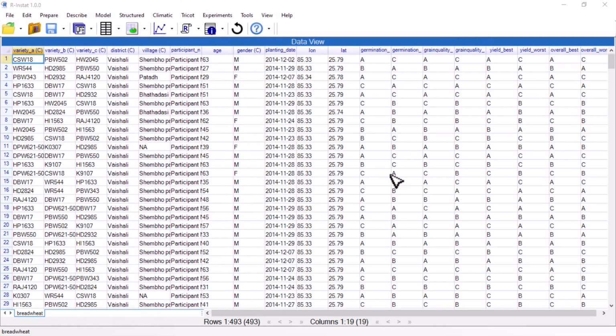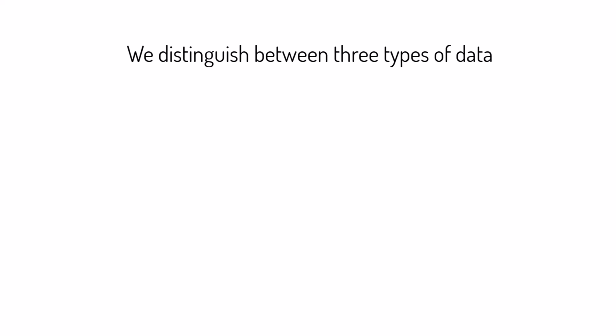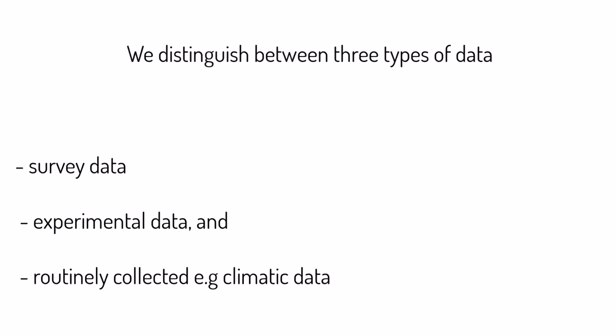Like most on-farm trials, these data combine a survey and an experimental component. Here, there were 493 respondents and the first 11 columns show the survey part. We explore and process this data on day 1 of the workshop. We distinguish between 3 types of data. In addition to survey and experimental data, there may be just data, often routinely collected. Tricot analysis can include climatic data. This falls into the 3rd category of routinely collected data.